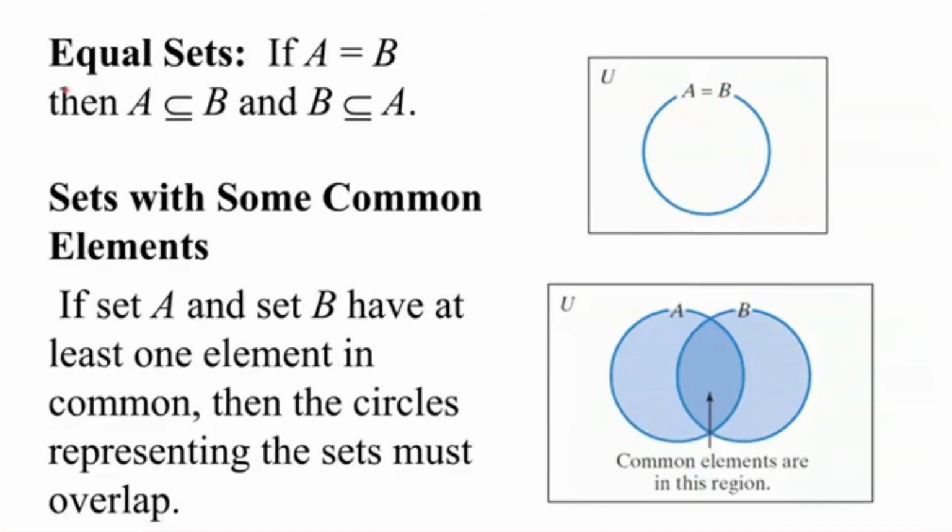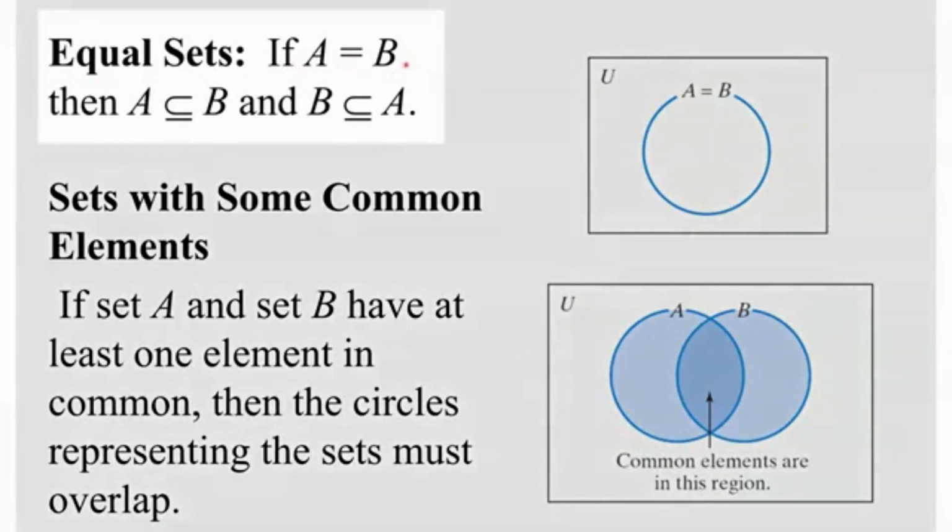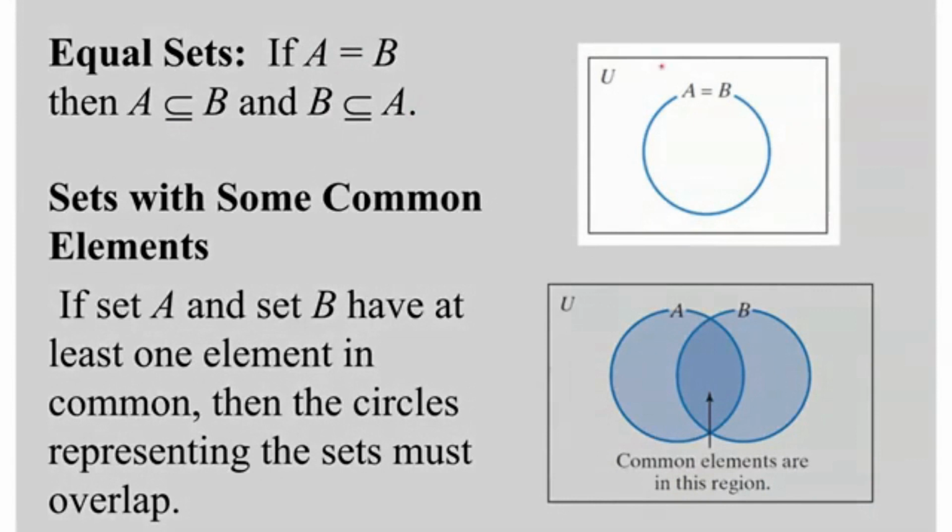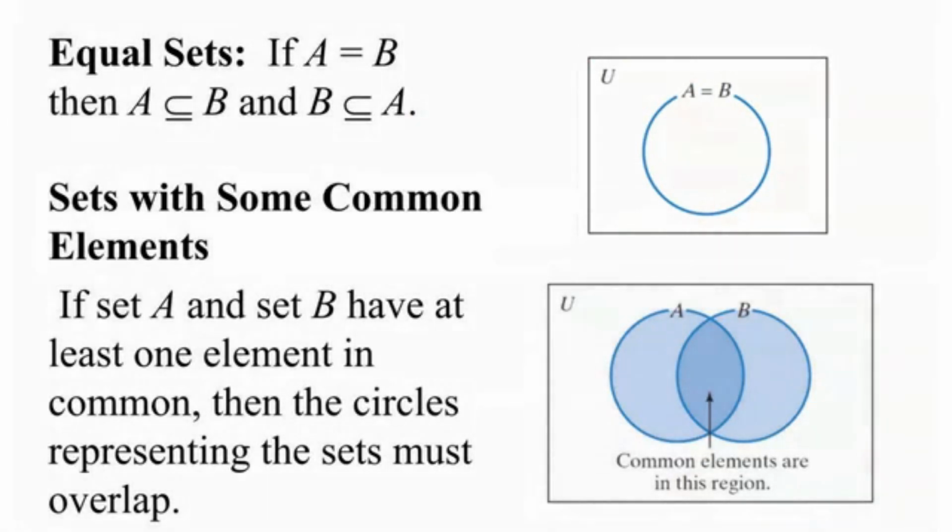In our previous discussion, we learned that equal sets are sets that have exactly the same elements. So if two sets A and B are said to be equal, then A is a subset of B and B is a subset of A. And using the Venn diagram representation, this is how you would represent sets A and B to be equal. As you see, they're just overlapped.